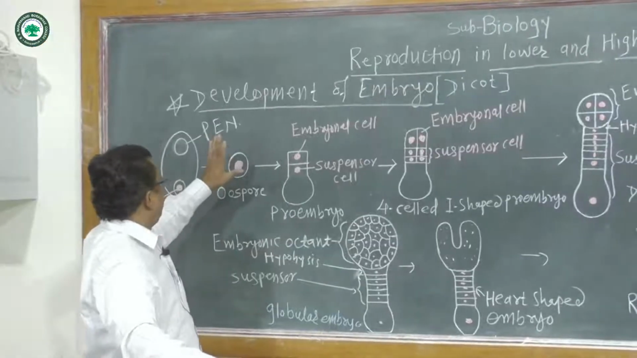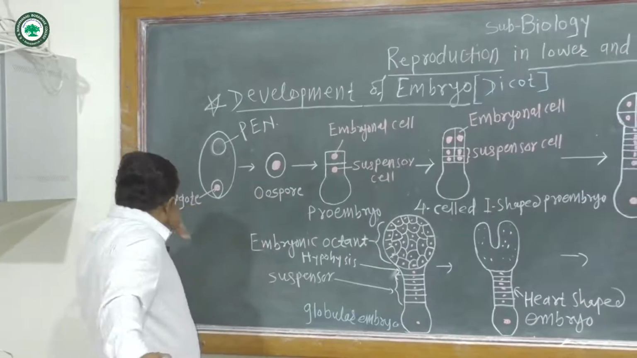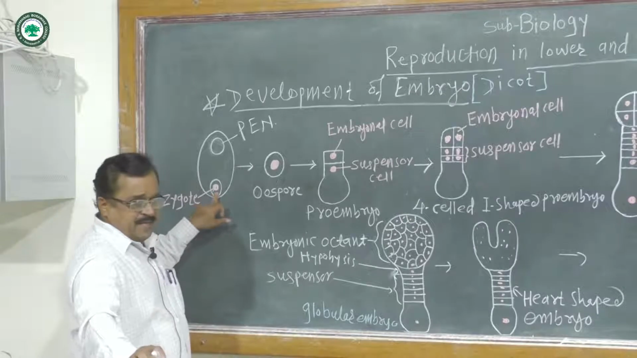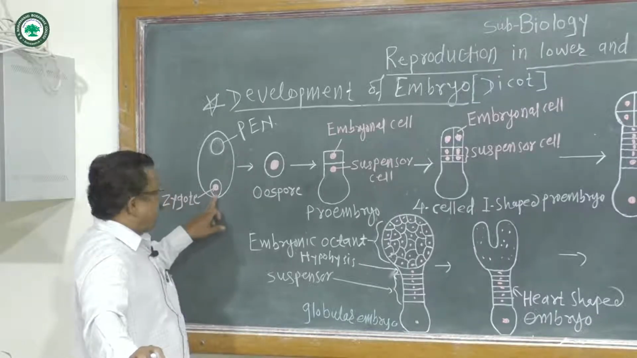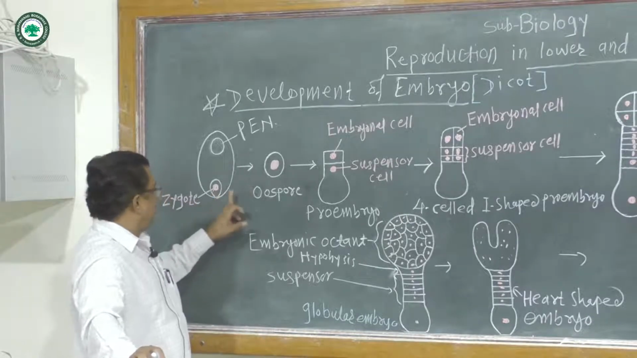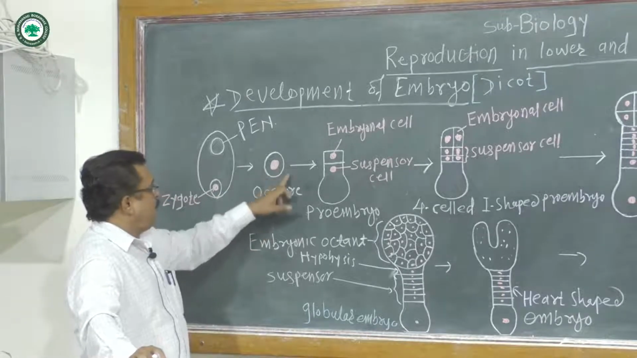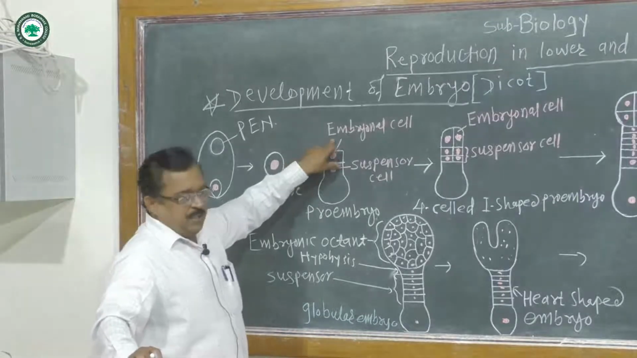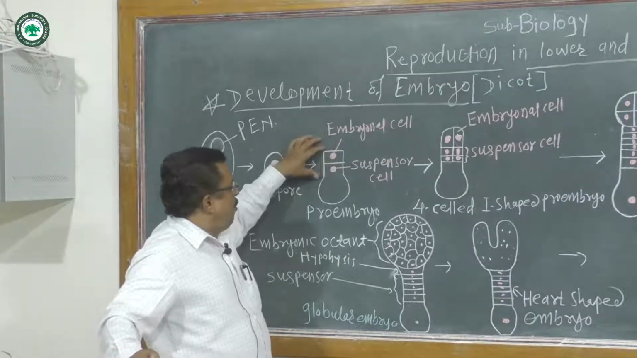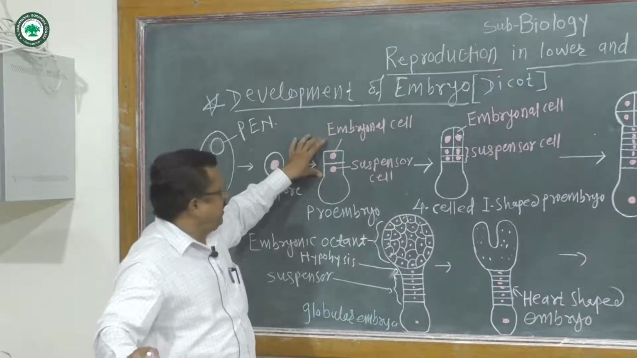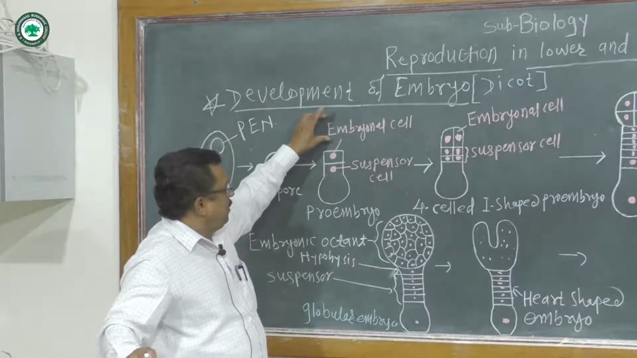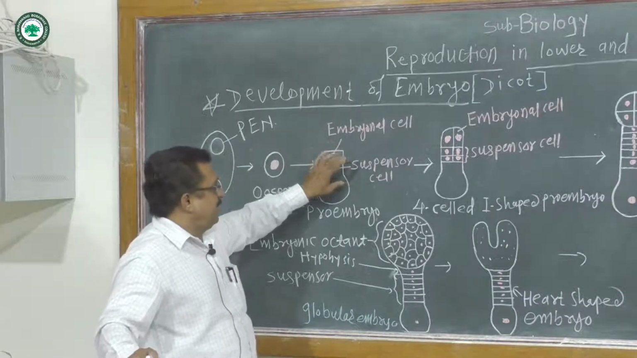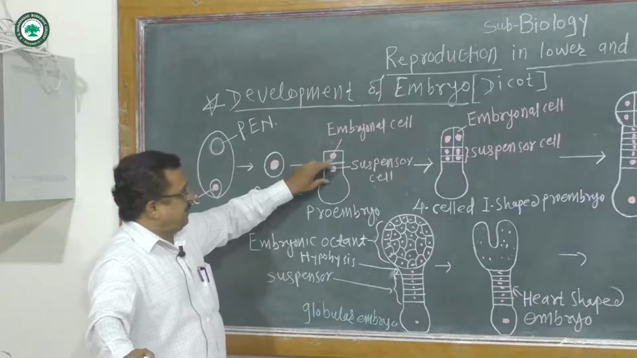That is, after pollination and fertilization, one male gamete fuses with the egg and converts it into a zygote. The zygote secretes a wall around itself to form the oospore. The oospore undergoes mitotic division to form the proembryo, a two-celled structure. It consists of the embryonal cell and the suspensor cell.